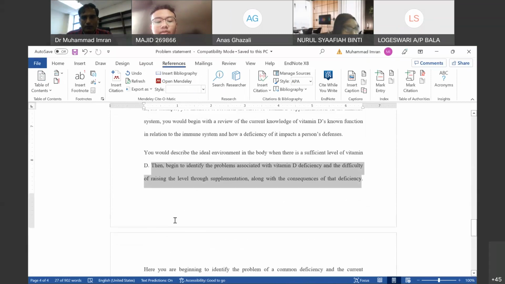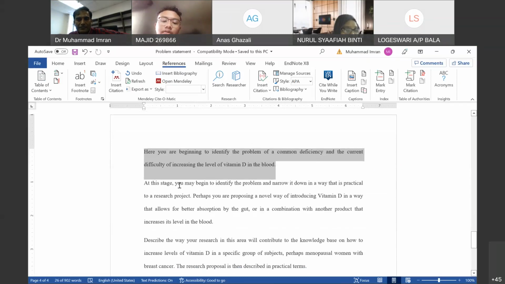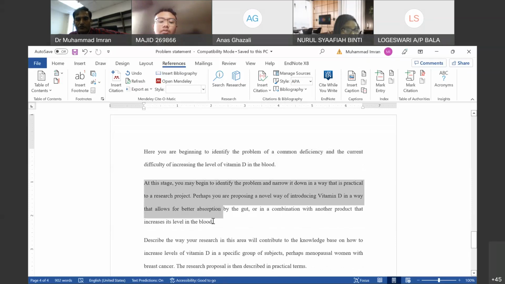Here you are beginning to identify the problem of the common deficiency and the current difficulty of increasing the level of vitamin D in the blood. See, this is your problem statement, by the way. This is your problem: deficiency of vitamin D. Understand? At this stage, you may begin to identify the problem here. Please focus on this one.